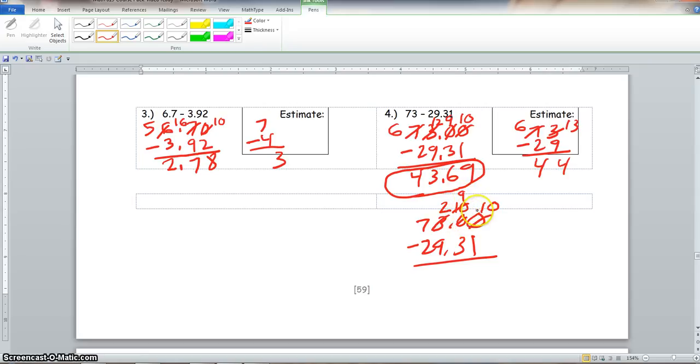And then you would do the problem the same way. 10 minus 1 is 9. 9 minus 3 is 6. Bring down your decimal. You can now subtract 9 from 2. So you borrow 1 from the 7. That makes it 6. And this 2 becomes 12. 12 minus 9 is 3. 6 minus 2 is 4. So it's the same thing. And we're done.